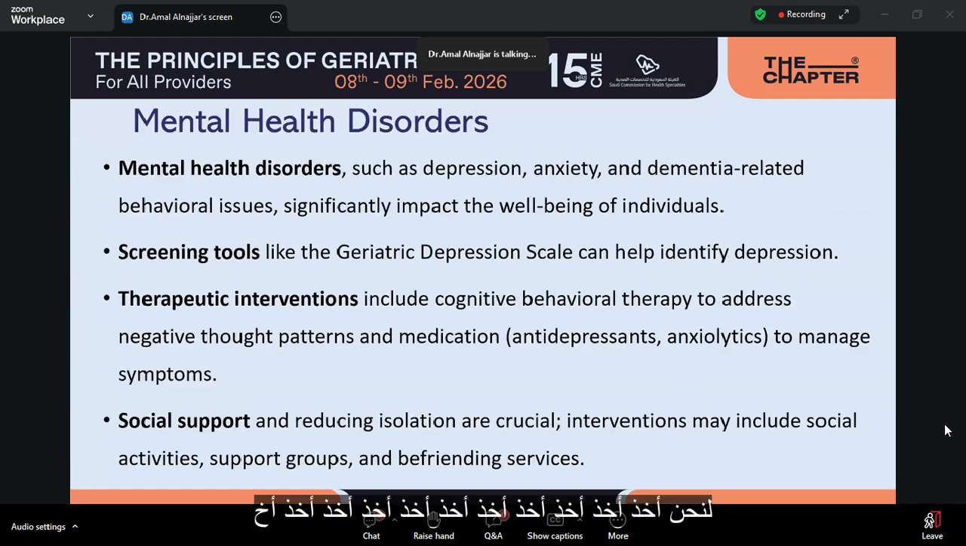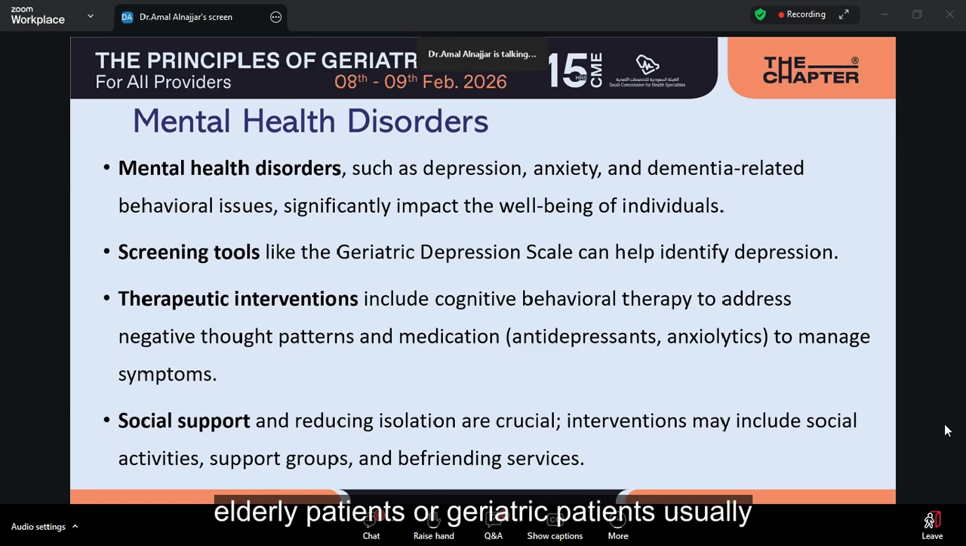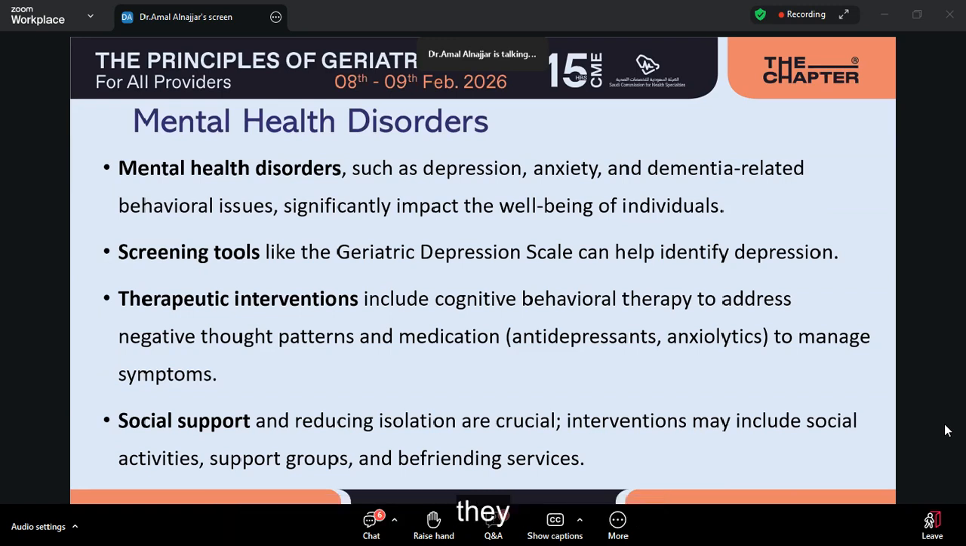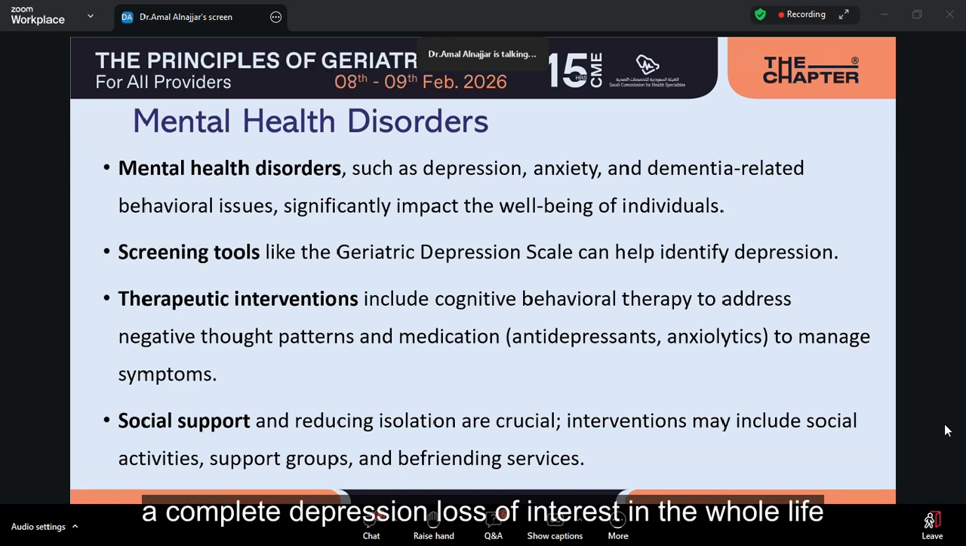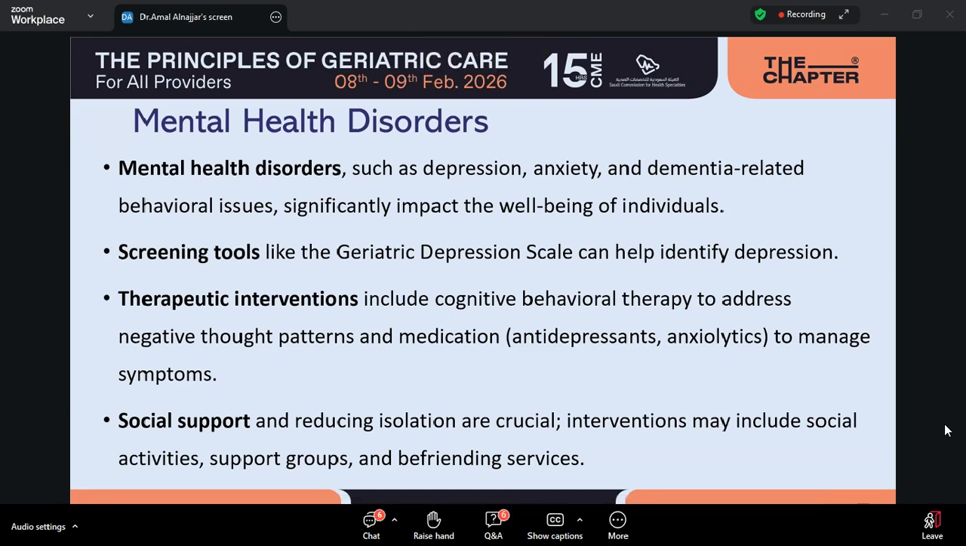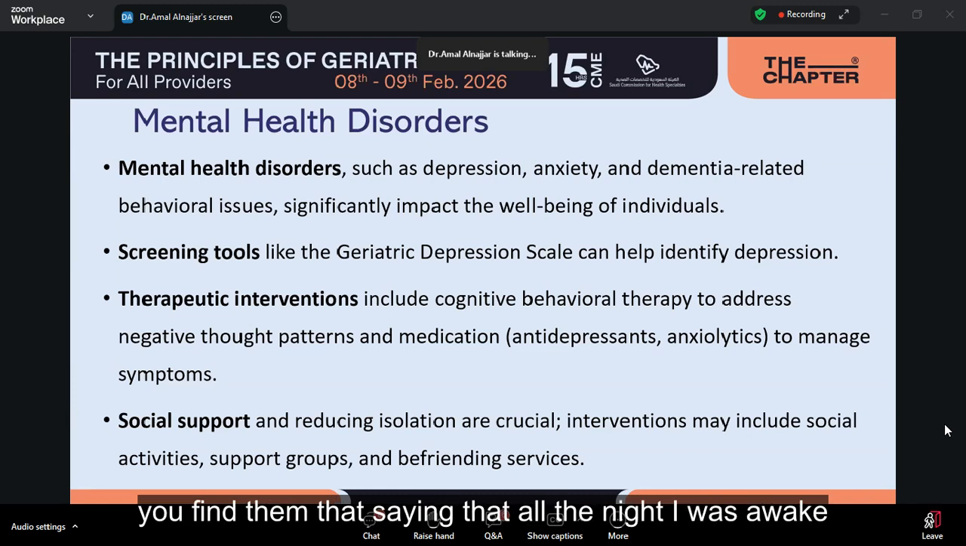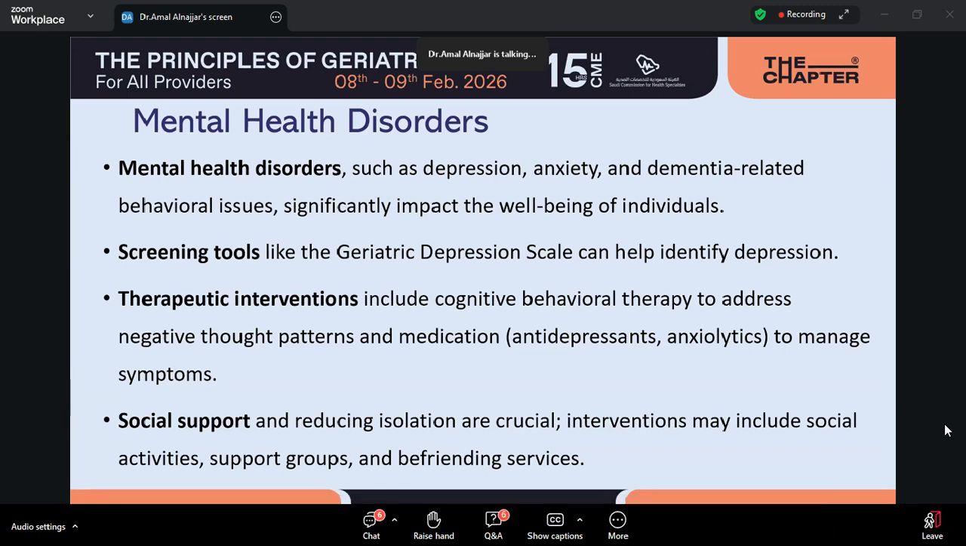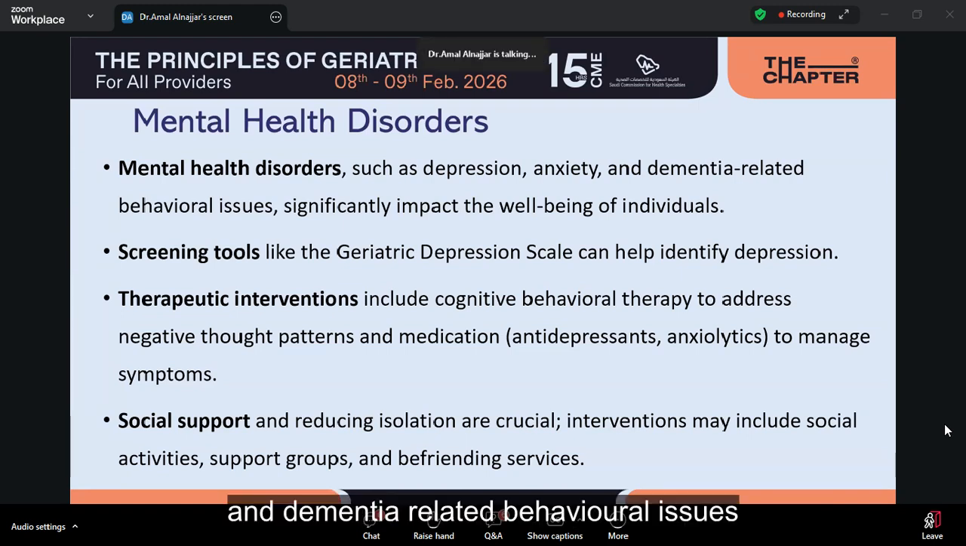For mental health disorders, usually the most significant one is depression. And as we mentioned in the beginning, elderly or geriatric patients usually complain of depression and loss of interest in the whole of life. Also, they might complain of anxiety. You find them saying that all night I was awake, I could not sleep. And dementia-related behavioral issues significantly impact the well-being of individuals. If the patient is not oriented to the ecosystem around him, you can see this impacting his well-being.